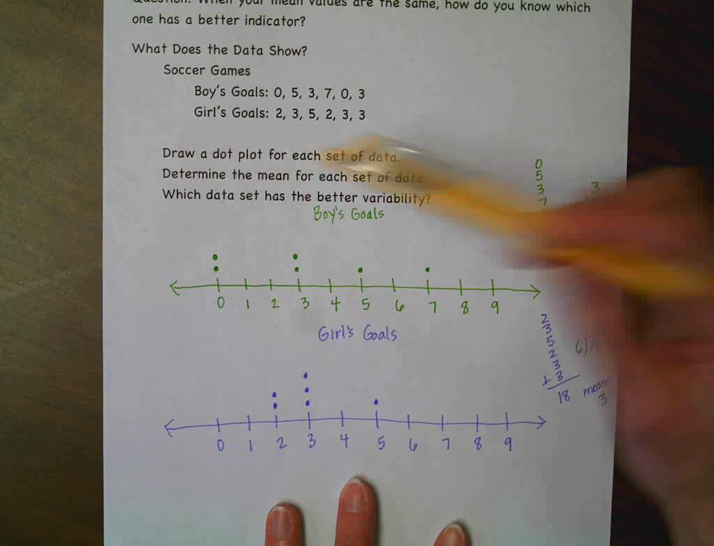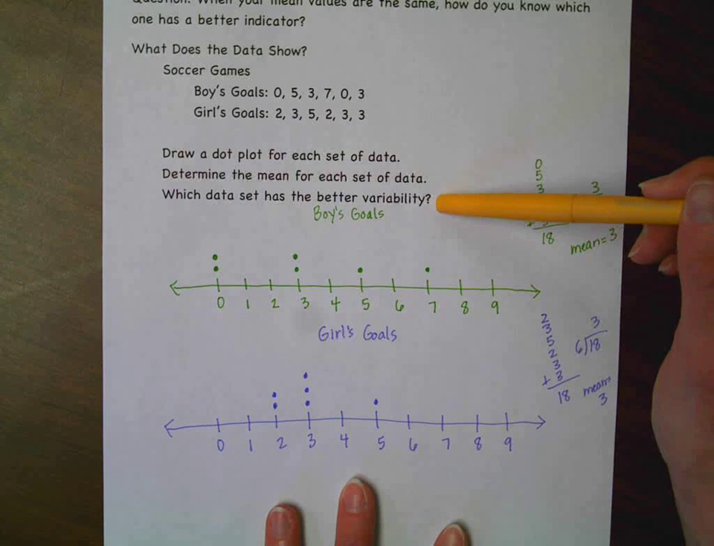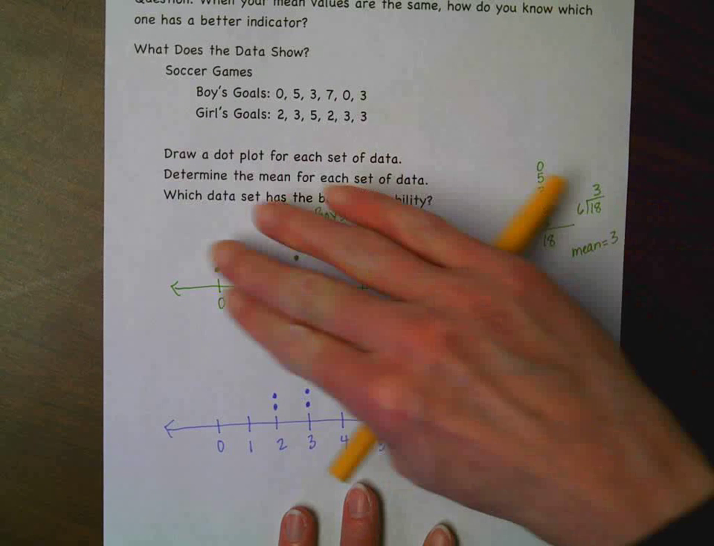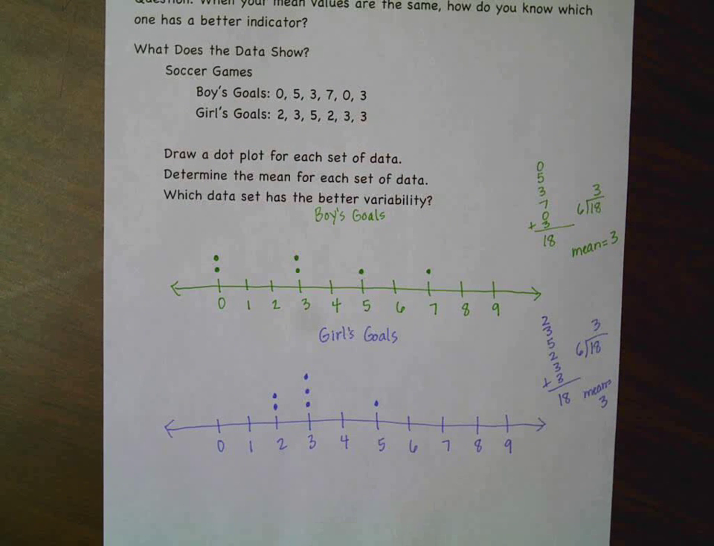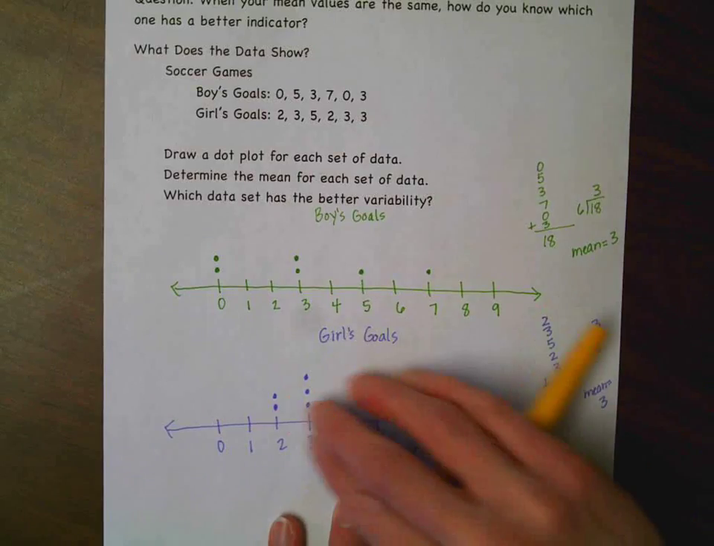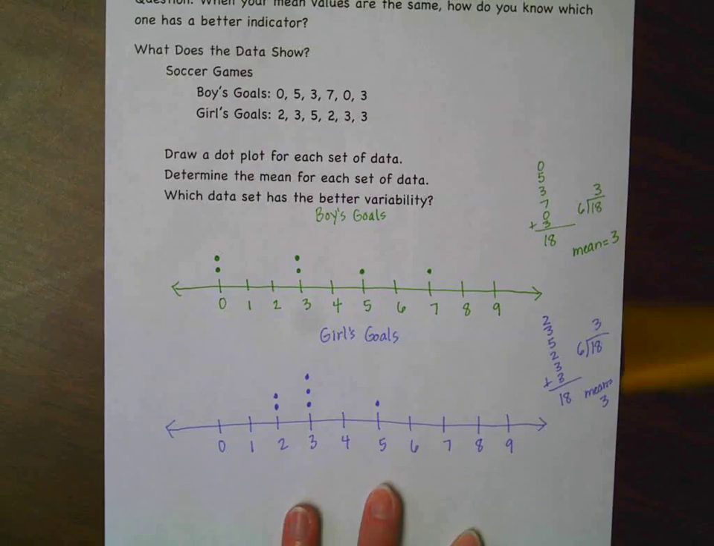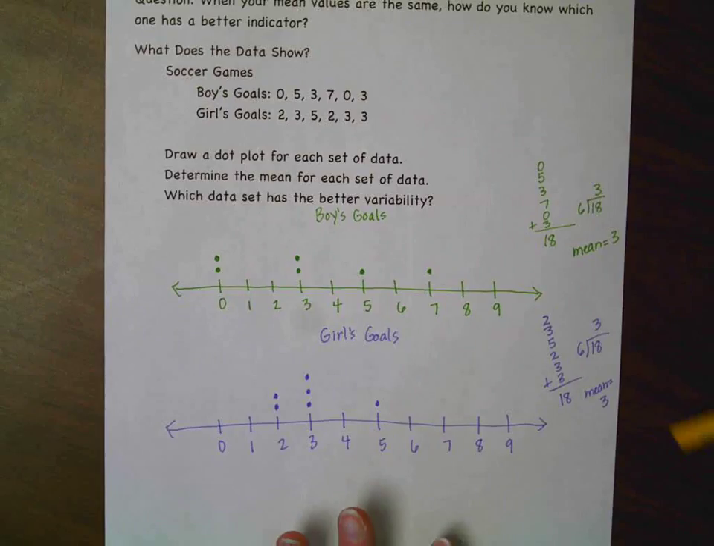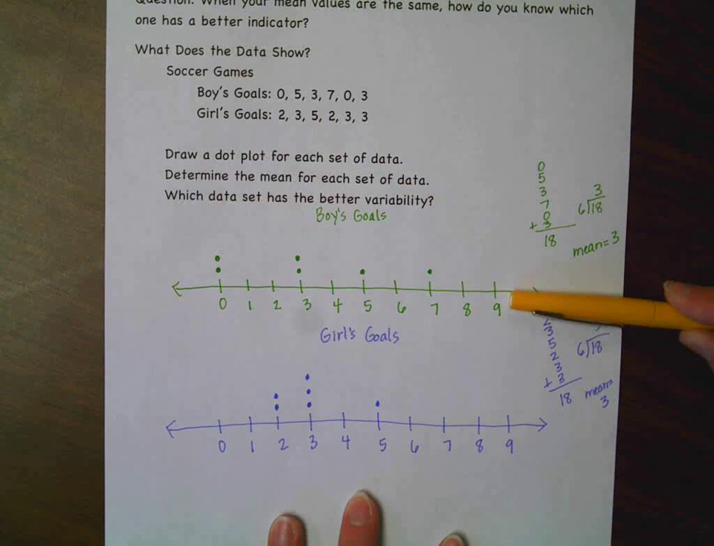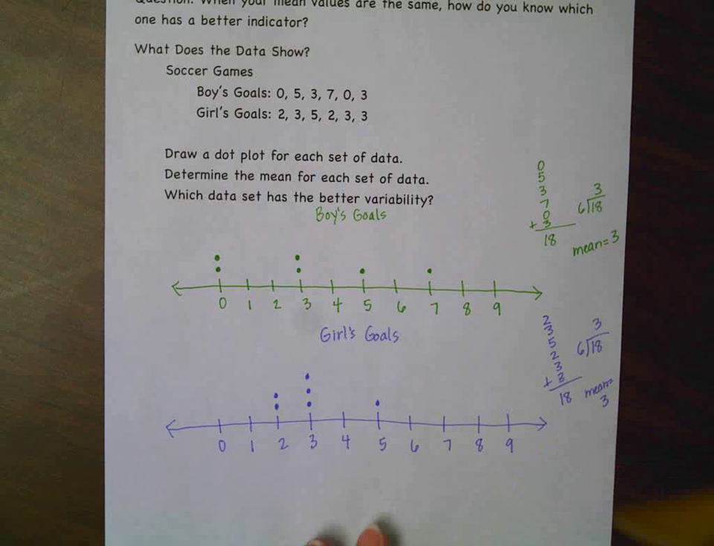So variability, which data set has better variability? I would say the boys' data set has better variability because their goals are more spread out according to the graph. The girls do not have good variability because they're all clumped in one space. Even though they both have the same mean, which gives us very little information, the mean average score for boys is 3, the mean average score for girls is 3, but the boys have their goals spread out, whereas the girls' goals are all clumped together.